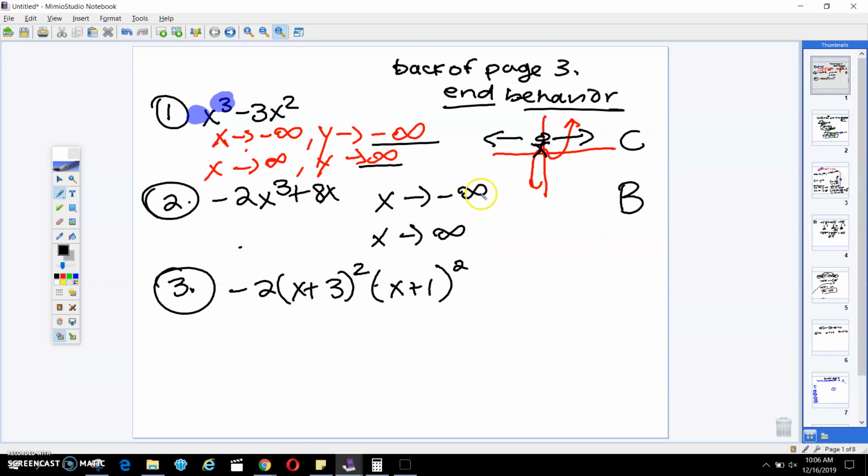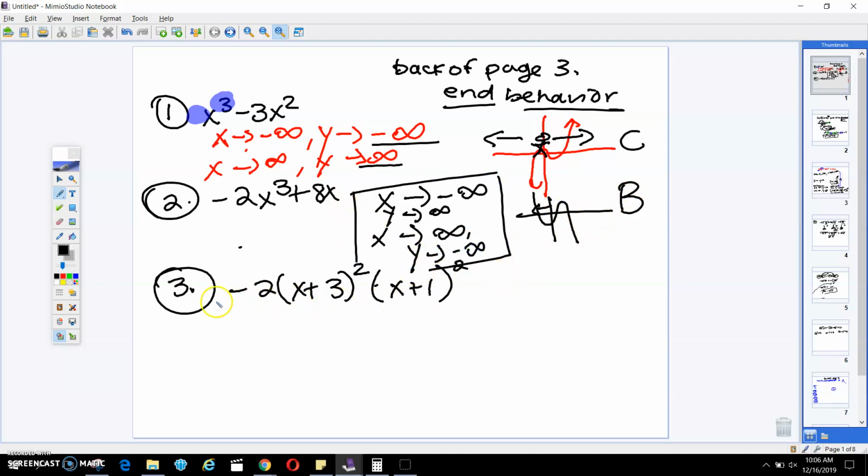So as x was approaching negative infinity, so as x is going this way, what's happening to our y values? They're getting bigger, so we're going to positive infinity. As x is approaching positive infinity, what's happening to our y values? Okay? So if you wanted to memorize the chart, what you would look at is if it is a negative coefficient with an odd power, then it's going to follow the rules that are on the back of page 3.